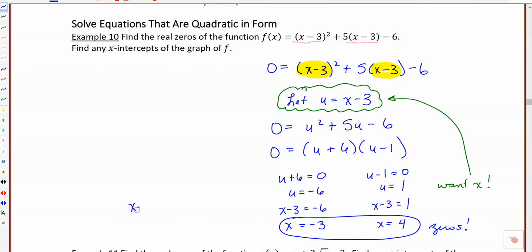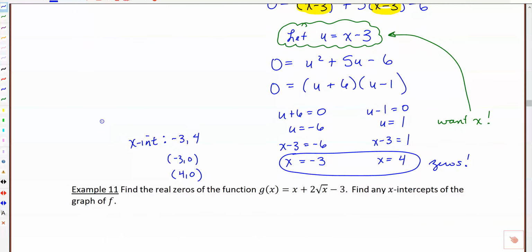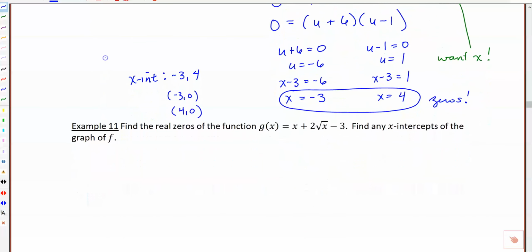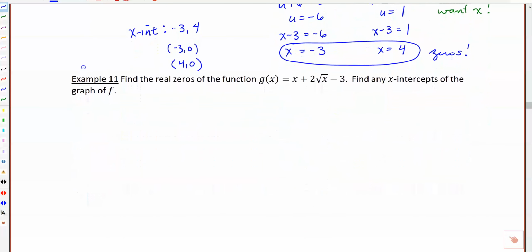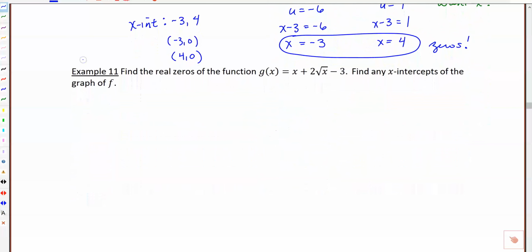And then the x-intercepts of the graph are going to be -3 and 4. So you could write it just by giving them, or again, you could list them as an ordered pair. All right, so kind of a cool technique, being able to use this substitution to break something down into something that's easier and that I know how to solve. Let's take a look at another example using that substitution idea.